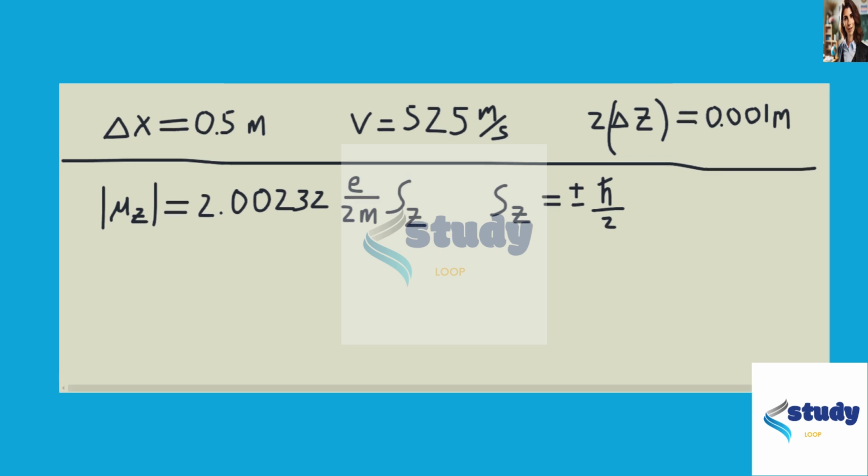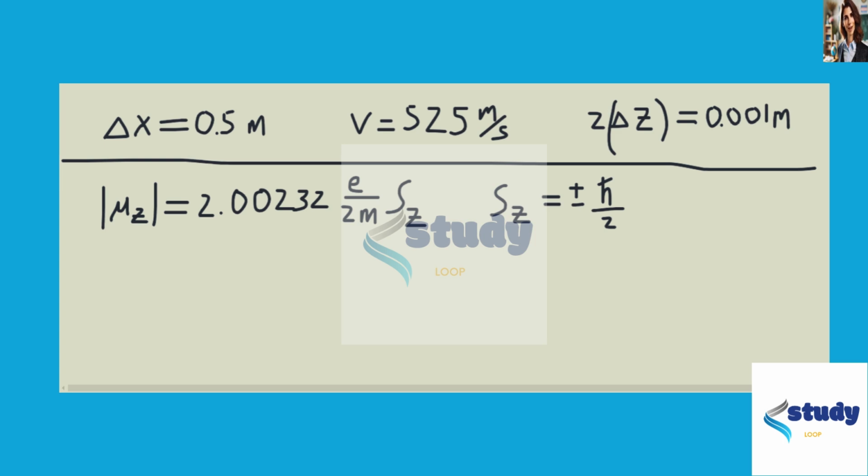So we're told that the length of the magnetic region over which the magnetic field is active, delta x, is 50 centimeters. Putting this in SI units, we write this in meters, so it's 0.5 meters. The speed of the silver atom, v, is 525 meters per second. And the separation between the two spin components is 2 times delta z. There are two spin components, so it's 2 times delta z, which we're told is 1 millimeter, which is 0.001 meters.